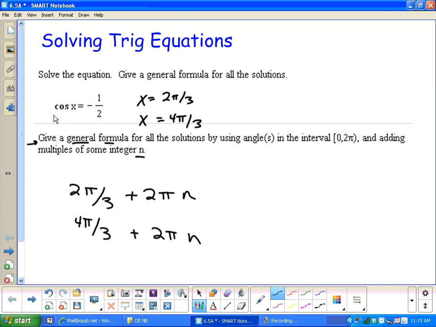The other way to look at this is, what's the period for the cosine graph? 2 pi. Okay, so guess what happens if you solve a tangent equation? Instead of saying plus 2 pi n, you just say plus pi n, because for tangent and cotangent, the period is just pi. Okay, all right, let's look at another one.